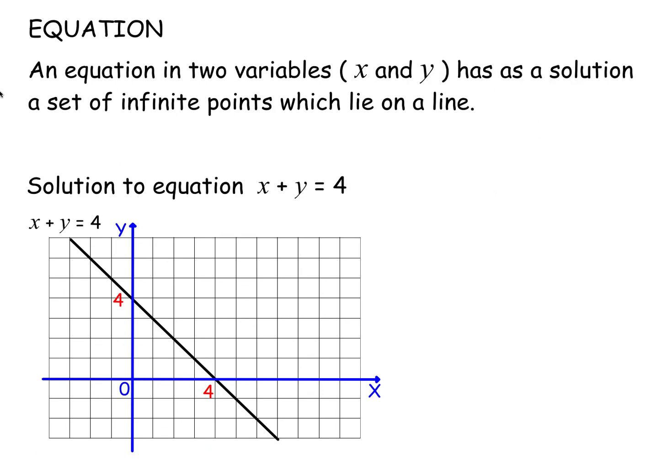So that's it in summary. An equation in 2 variables has a solution of an infinite set of points which lie in a line. So the solution to this equation is that diagram. That diagram shows the solution.